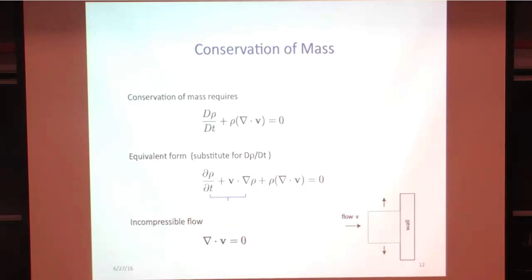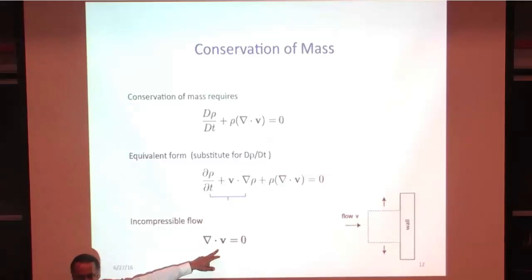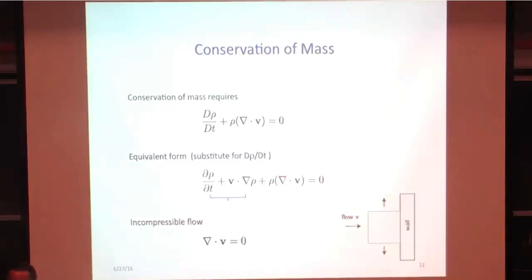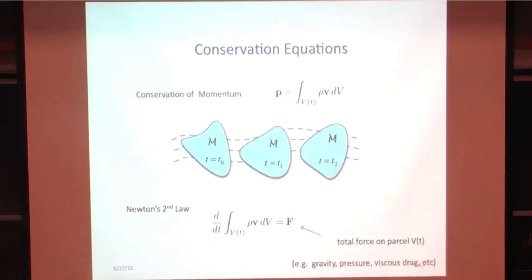Right, so here are a variety of different ways of simply writing the conservation of mass equations, with the reminder that if density is constant, you get an equation that says the divergence of velocity is 0. Okay, questions about conservation of mass?